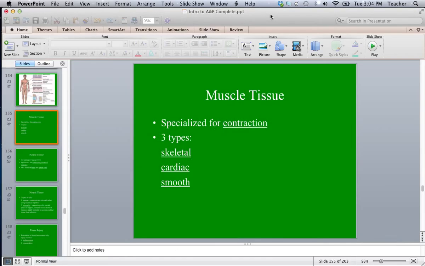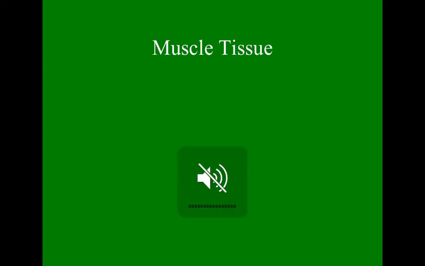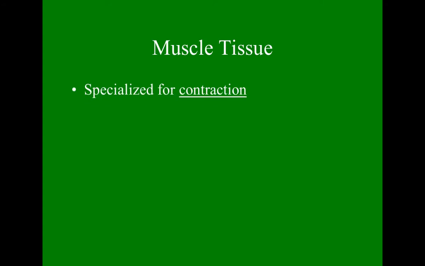Okay, so to finish our discussion on tissue types, we need to look very briefly at the last two types. The first one is muscle tissue, and muscle tissue is specifically a type of tissue that is specialized for contraction. We have three types of muscle tissue: skeletal, cardiac, and smooth. And at this point, that's really all we want to know about muscle tissue, simply because we're going to be studying those very much in depth when we get to the muscular system.